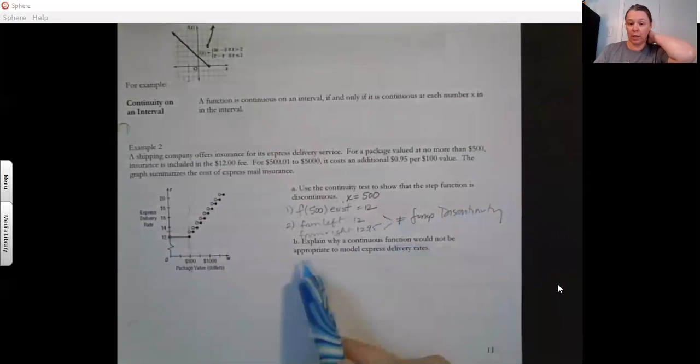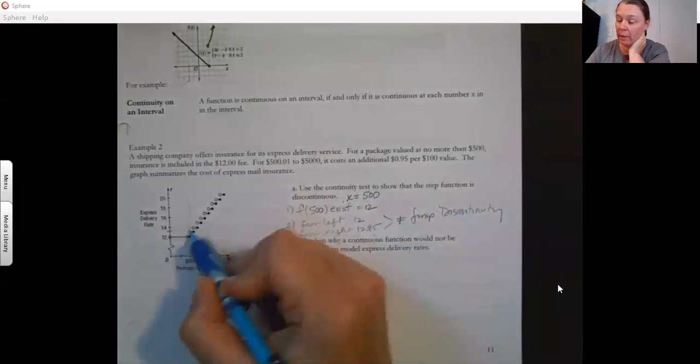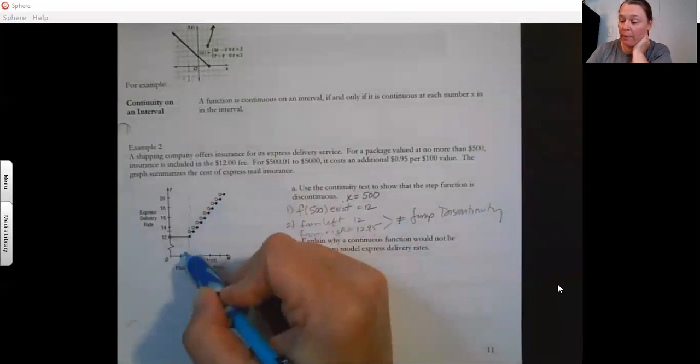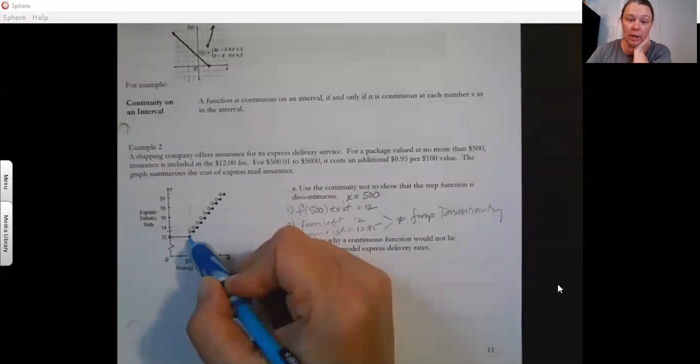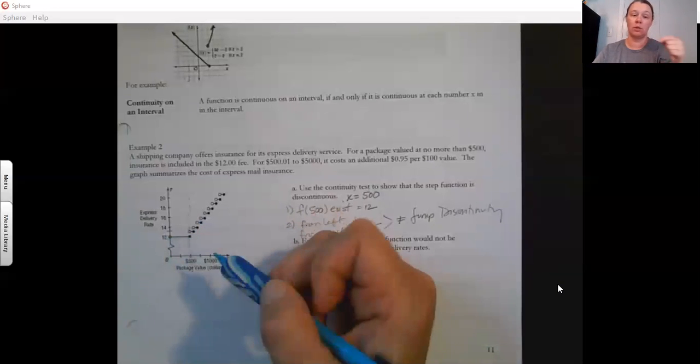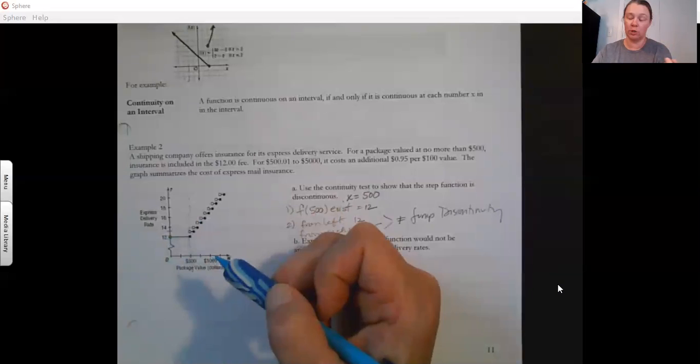All right, and why a continuous function would not be appropriate to model this, you would have to have something like maybe increasing like this, right? And when you talk about package costs, or weights or whatever, you're usually doing them on intervals, not like 12.1 ounces, 12.2 ounces, 12.3 ounces. It's usually on an interval, so that's why that doesn't make sense.